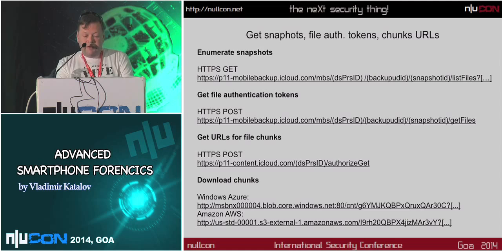And then we retrieve the authentication tokens for all the files and get the exact location of the file chunks using another command. And then we retrieve the chunks themselves. And please pay attention to the fact that the chunks are actually stored not on Apple servers, but on Windows Azure, on Microsoft, and on Amazon services. And in our experience, for the same backup, for the same device, some of the chunks were stored on Amazon, and some of them were stored on Microsoft.